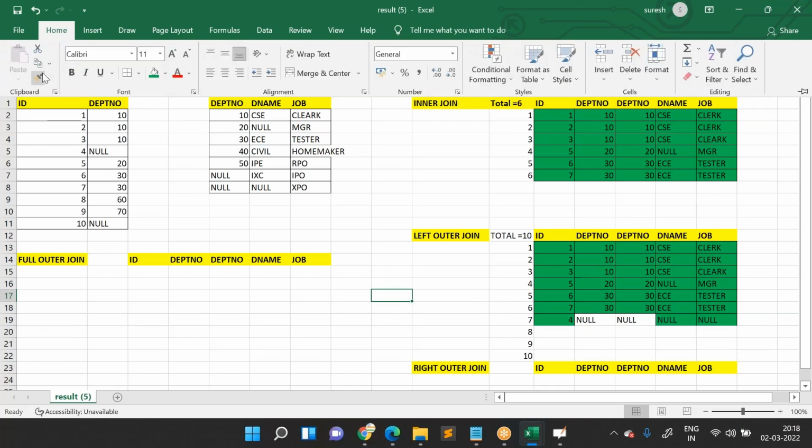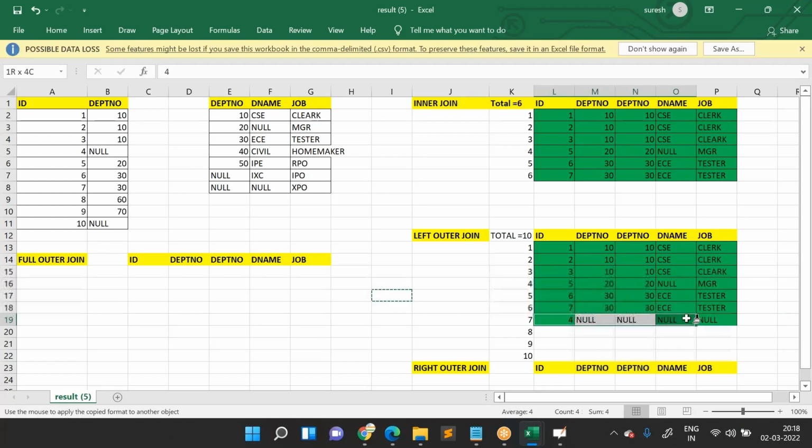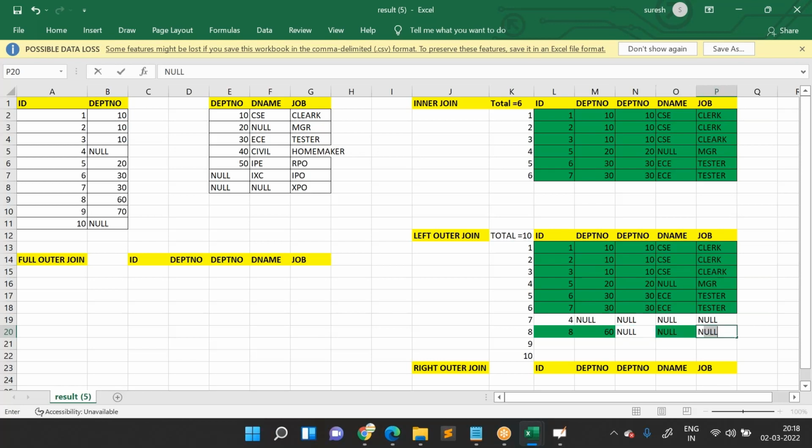Next. Next, 8th record. What is the next non-matching value? 60. So 8, what is the value? 60 from the left table. What is the right side value for department number? No value. We are going to get the null value. This is very, very important. What is the next value? 9. 70.